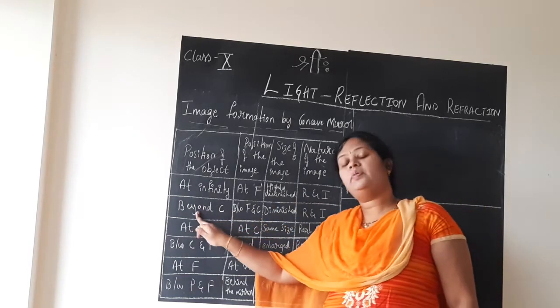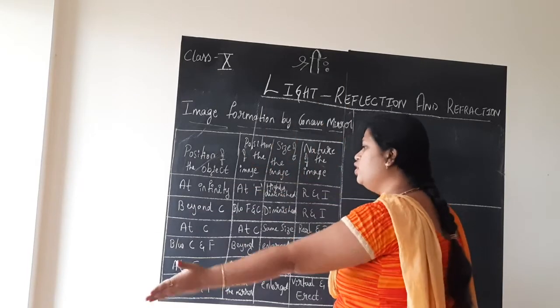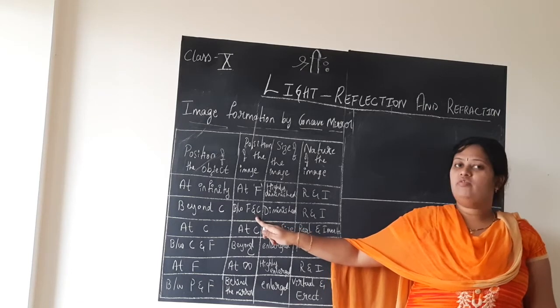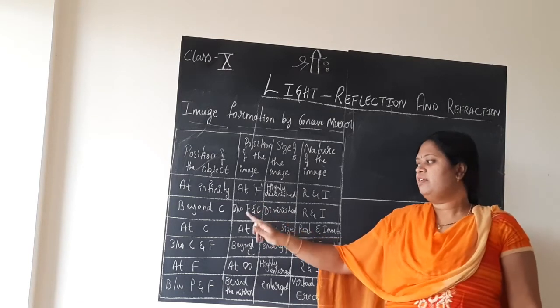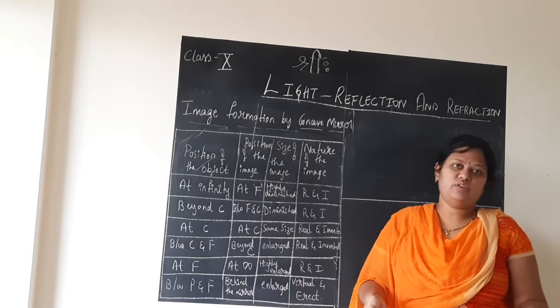When the object is placed beyond C, the image is formed between F and C. Here onwards I will not be telling always that F is the principal focus and C is the center of curvature. By this time you should be used to it, children.